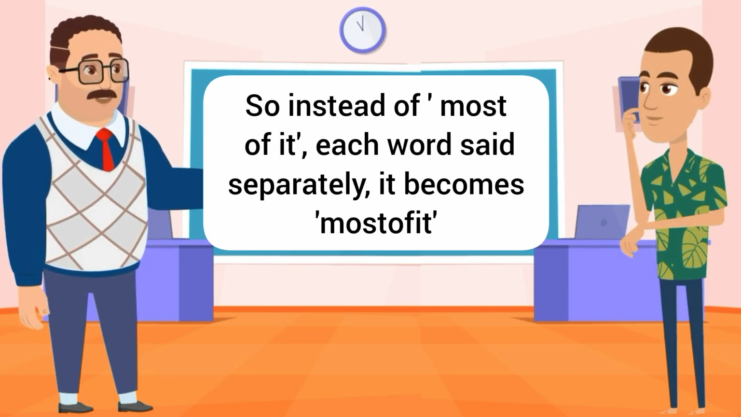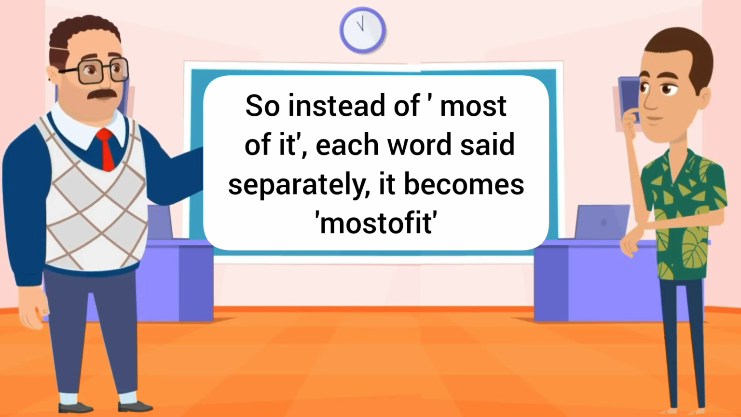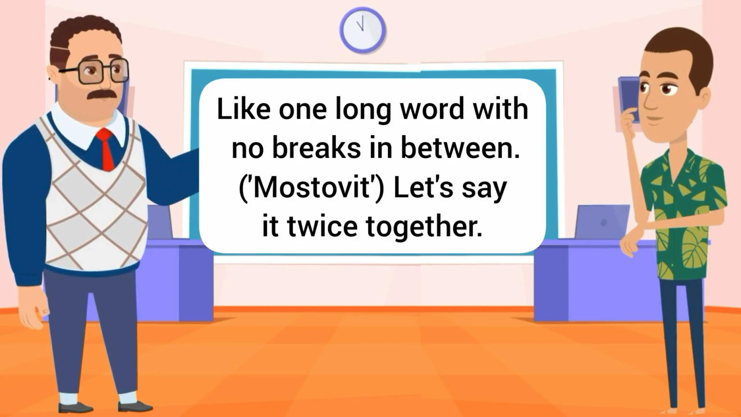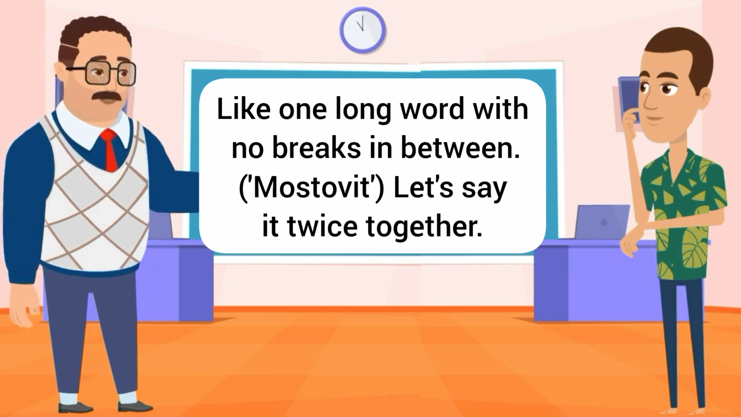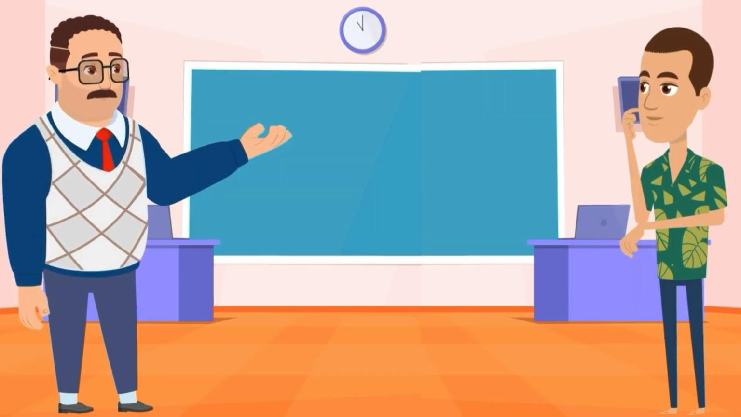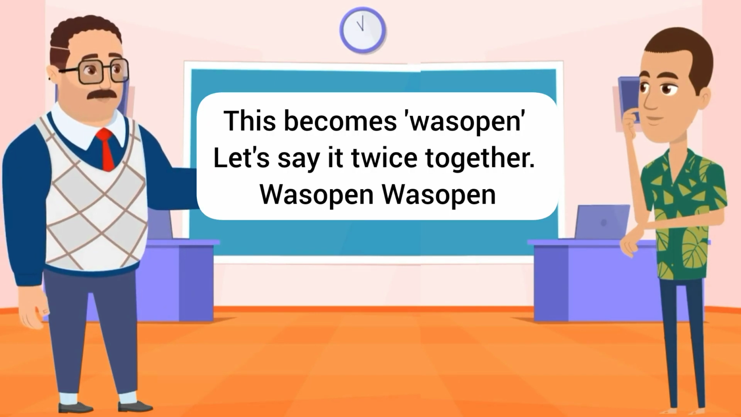So instead of most of it, each word said separately, it becomes mostovit, like one long word with no breaks in between. Mostovit. Let's say it twice together. Mostovit. Similarly, I'll link was open as well. This becomes wasopen. Let's say it twice together.